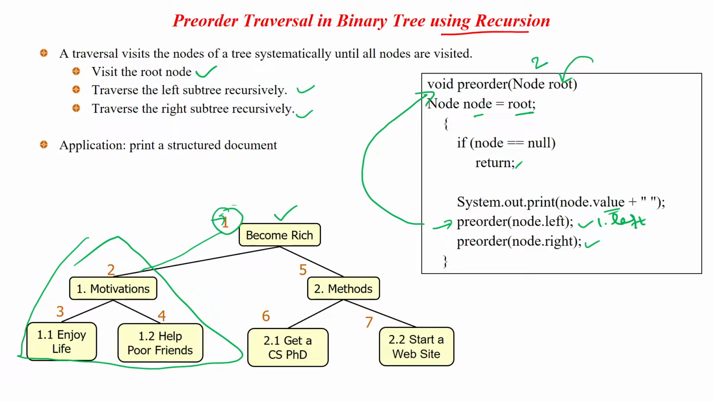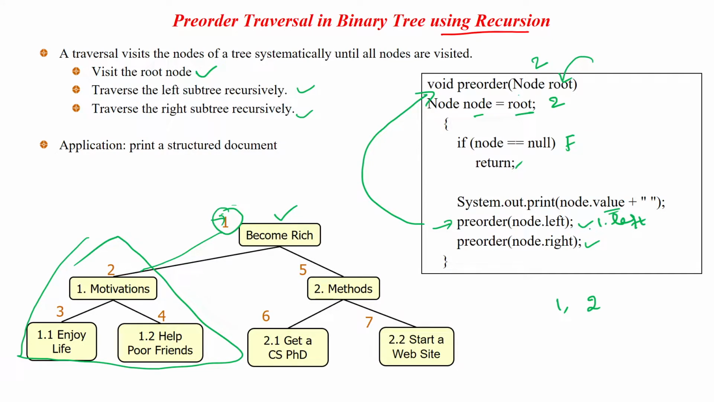Again it will check: 2 is assigned to the node, then node equal to null is false. Then again the node value is printed, the node value is 2, so now 2 is printed. So earlier 1 was printed, now 2 is printed.